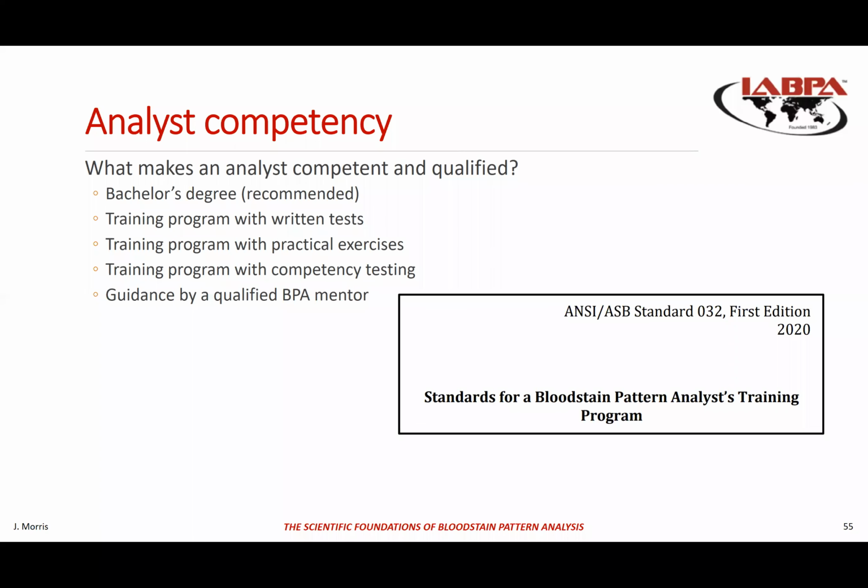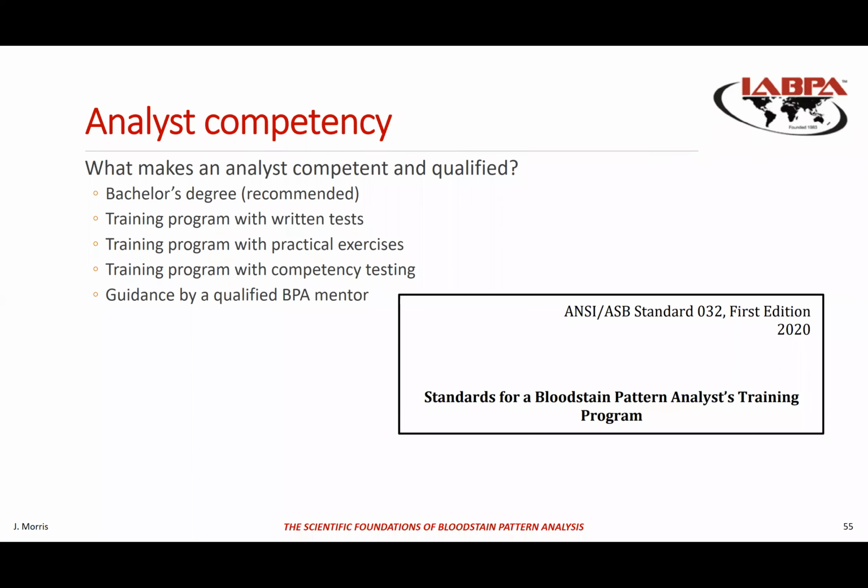So how does one become competent? The American Standards Board has issued a standard or a guideline for the training of bloodstain pattern analysts. And this was started over a decade ago in SWGSTAIN and has been picked up by OSAC here in the United States, that we have consistently said 40 hours of training is not enough, that you have to have a defined program. Now we are recommending a 4-year degree, but besides that, what is your program?